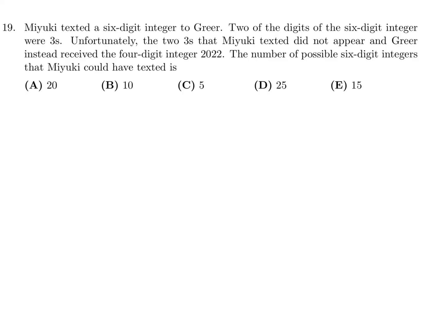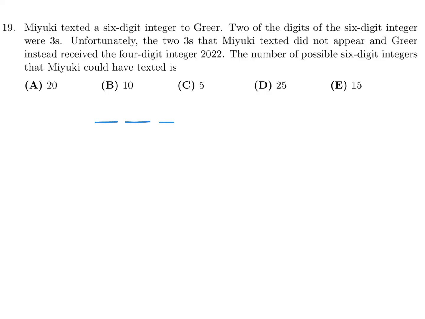Miyuki texted a 6-digit integer to Greer. 2 of the digits of the 6-digit integer were 3s. Unfortunately, the two 3s that Miyuki texted did not appear, and Greer instead received the 4-digit integer 2022. The number of possible 6-digit integers that Miyuki could have texted is?